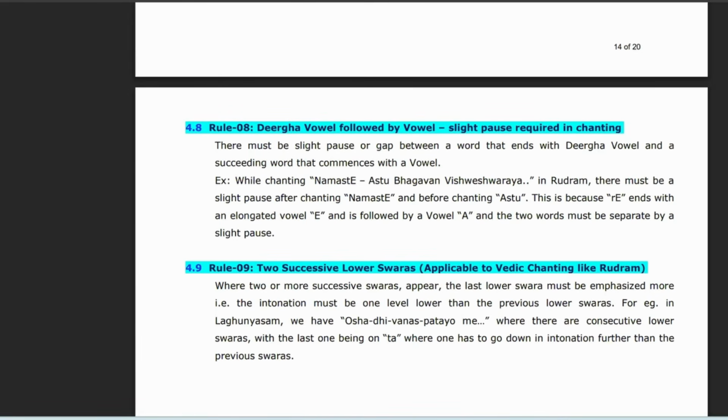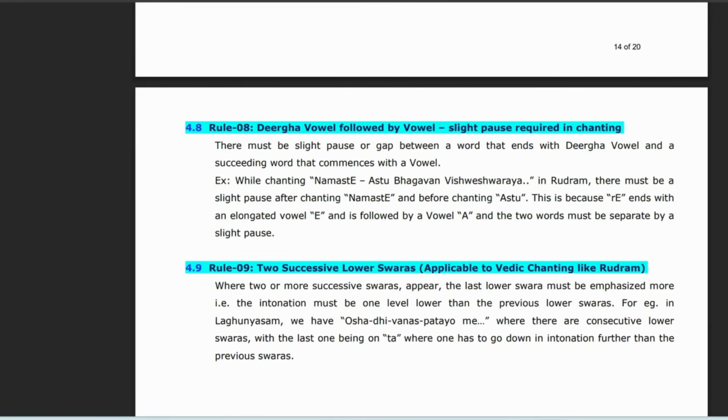If you have a Dirgha vowel followed by another vowel, then we pause a little bit, a slight pause. In this example, it's Namaste Astu Bhagavan Vishveshwaraya. Namaste is a dirgham followed by a vowel, Astu. Then it is Namaste, a small pause, and you say Astu. It's not Namaste Astu. You pause a little bit. So that's that rule.